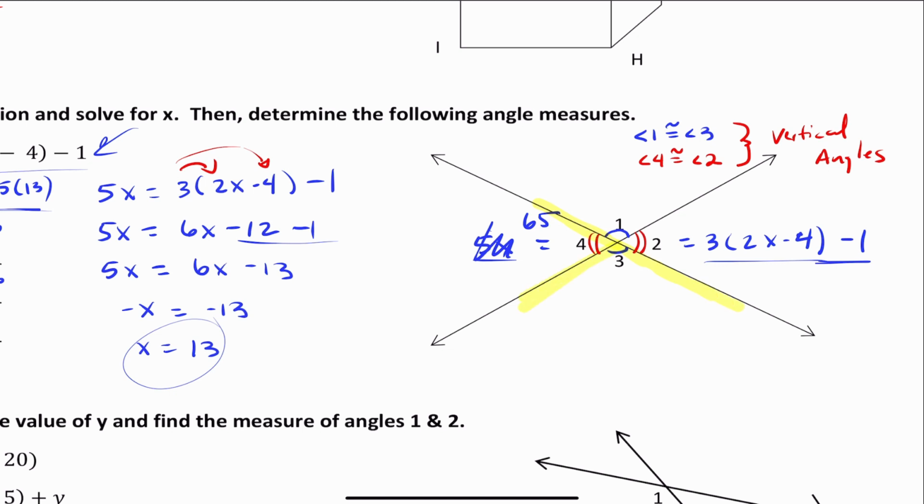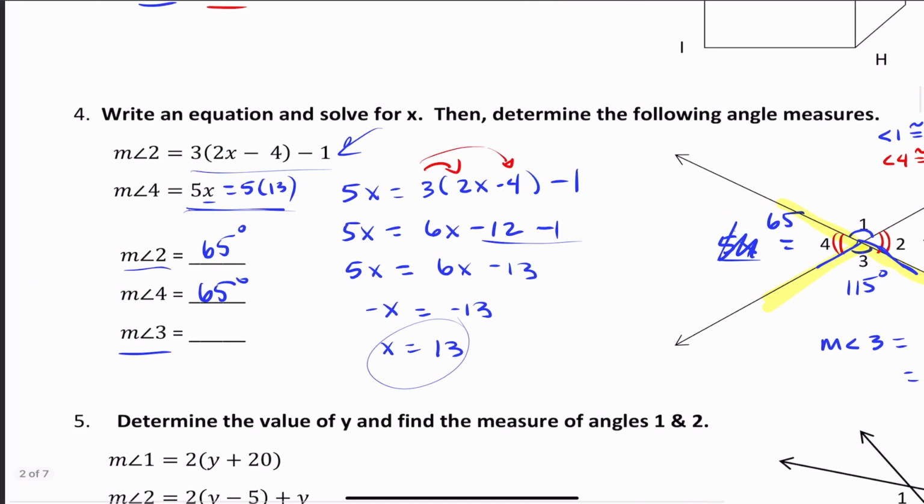I have that information. This angle and this angle form a linear pair, so that means these angles are supplementary. I have a part of that 180, and I don't even know what this is. So essentially, I just do measure of angle 3 is equal to 180 minus 65, which is 115 degrees. So this angle here is 115 degrees.